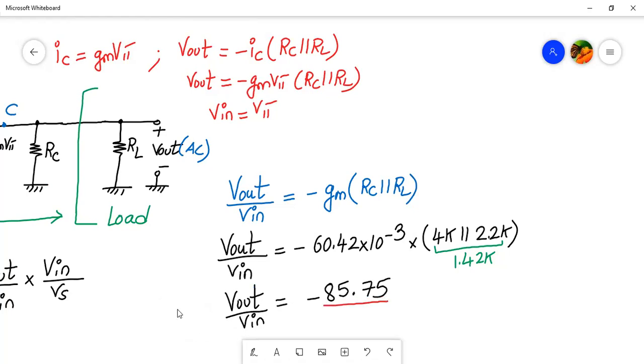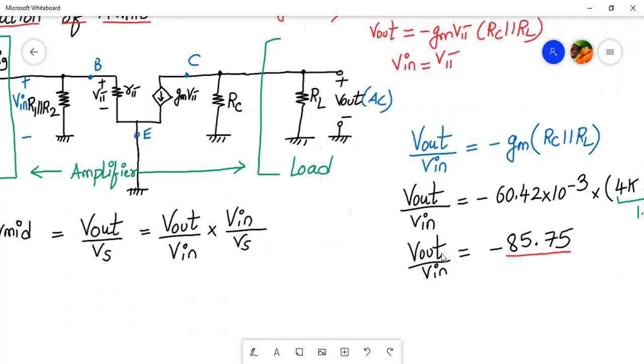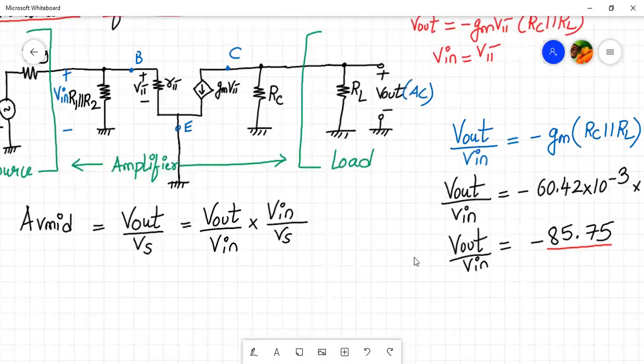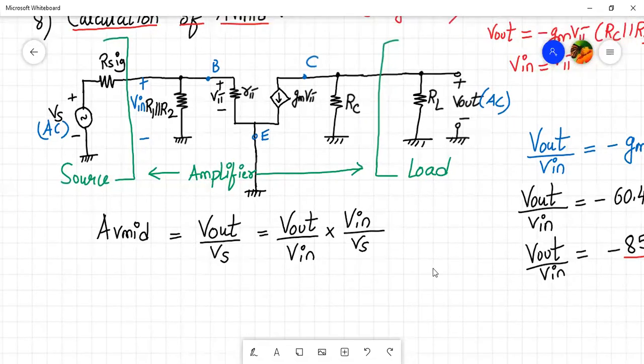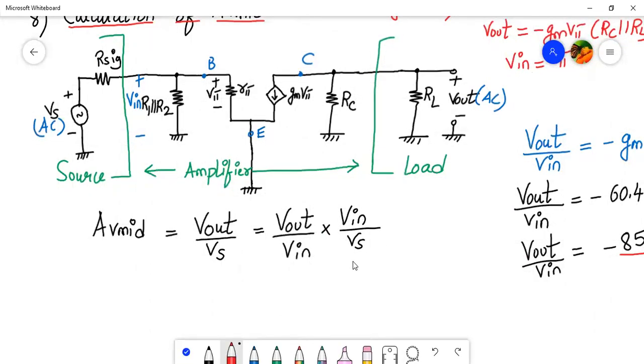So many students make a mistake and consider this as AV mid. This is not AV mid. This is V out upon V in. What is AV mid? V out upon Vs. So next we have to find out what is V in upon Vs value.